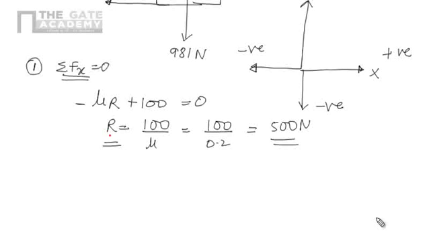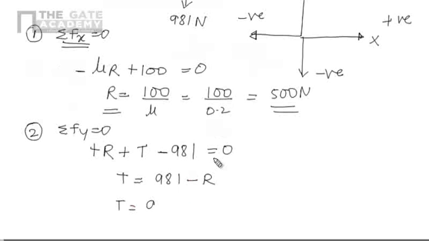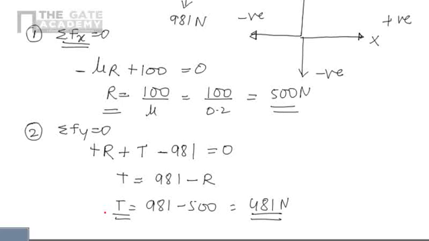Now we apply the second condition: the algebraic summation of all vertical forces should be 0, that is, the summation of all forces along the y direction will be 0. In the y direction we have R acting in positive y, T again acting in positive y, and 981 in negative y, so R plus T minus 981 equals 0. So T will be 981 minus R, that is 981 minus 500, which is 481 Newton. So T equals 481 Newton is the correct answer for this problem.